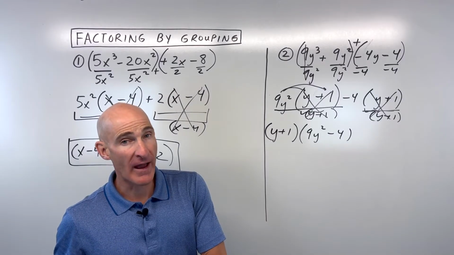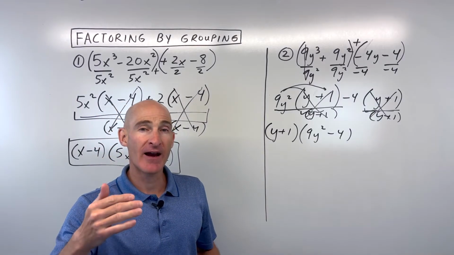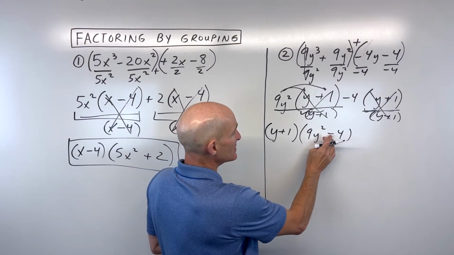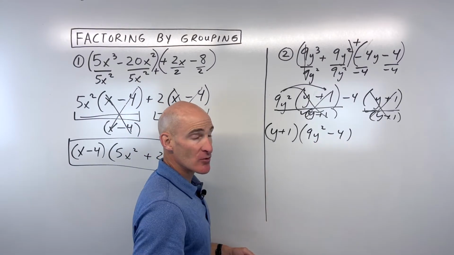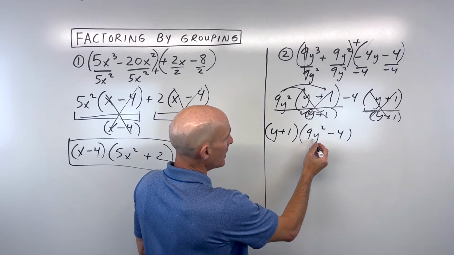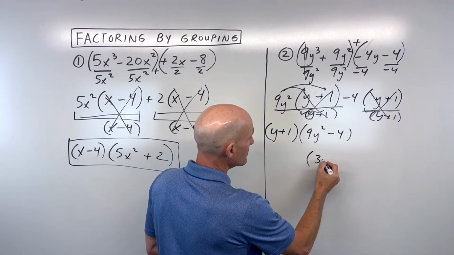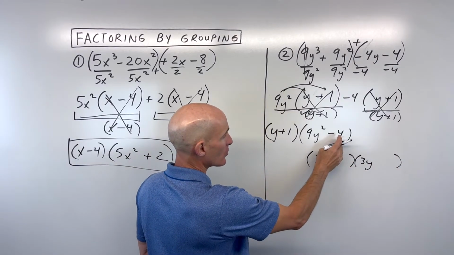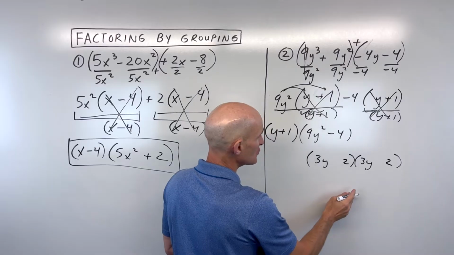Now, with factoring, you always want to ask yourself, can I factor further? In this case, we can see we have a difference of two perfect squares. So you probably learned this technique already. What's the square root of 9y squared? That's 3y. So 3y times 3y is 9y squared. The square root of 4 is 2, because 2 times 2 is 4.